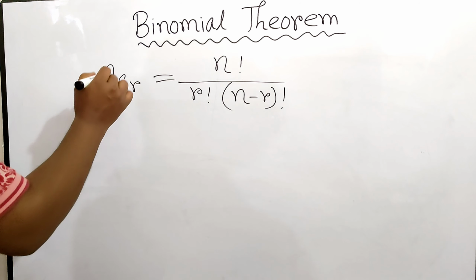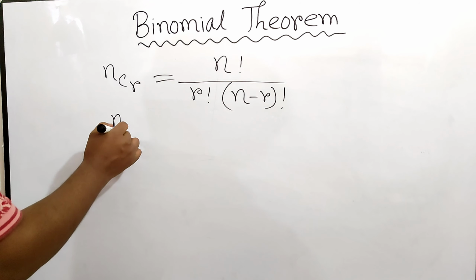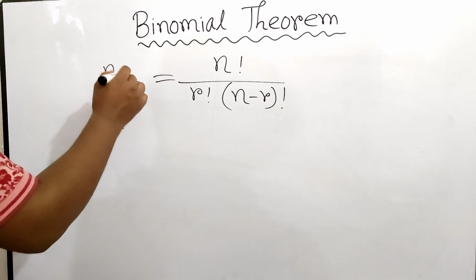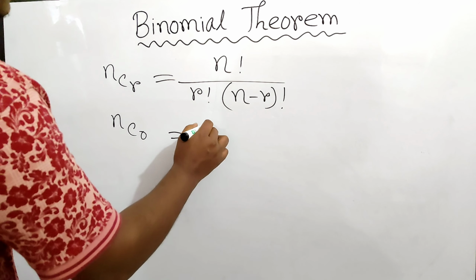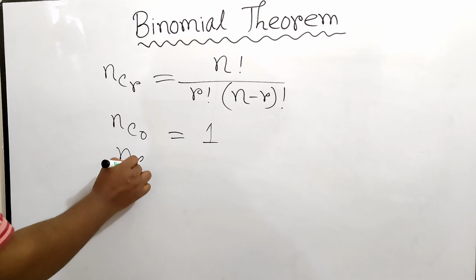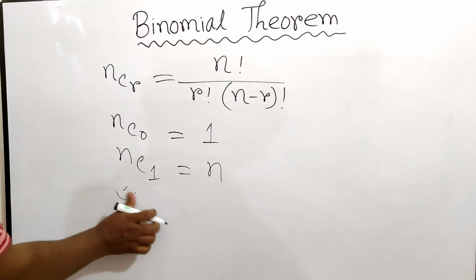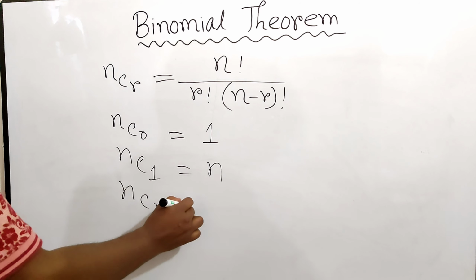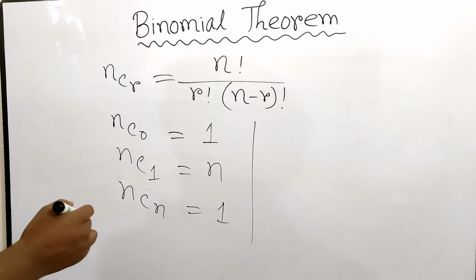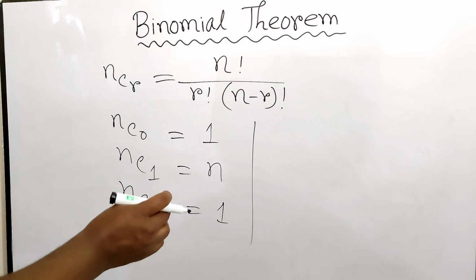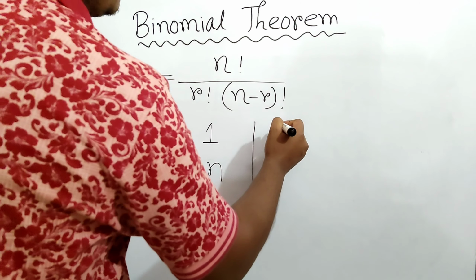Okay, so now you can learn some properties of this formula, that is, some corollary formulas from this expression. NC0 should be 1, NC1 should be n, and NCN should be 1. Here you can also memorize something, or you can try to get the idea how you can find the value of this.